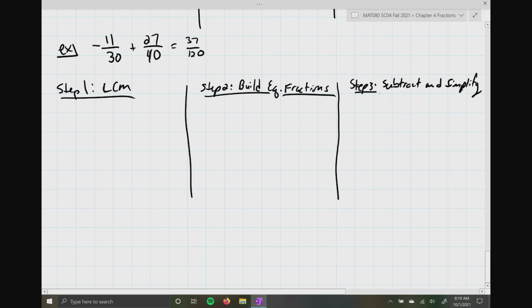All right, here we go. Step 1. Let's break this down. Let's find our LCM. So 30. Let me see. 30 is what? 6 times 5. So it's going to be 2 times 3 times 5. 40 is what, 8 times 5. And 8 is 3 2s. So it's going to be 2 times 2 times 2 times 5. So give me a second.